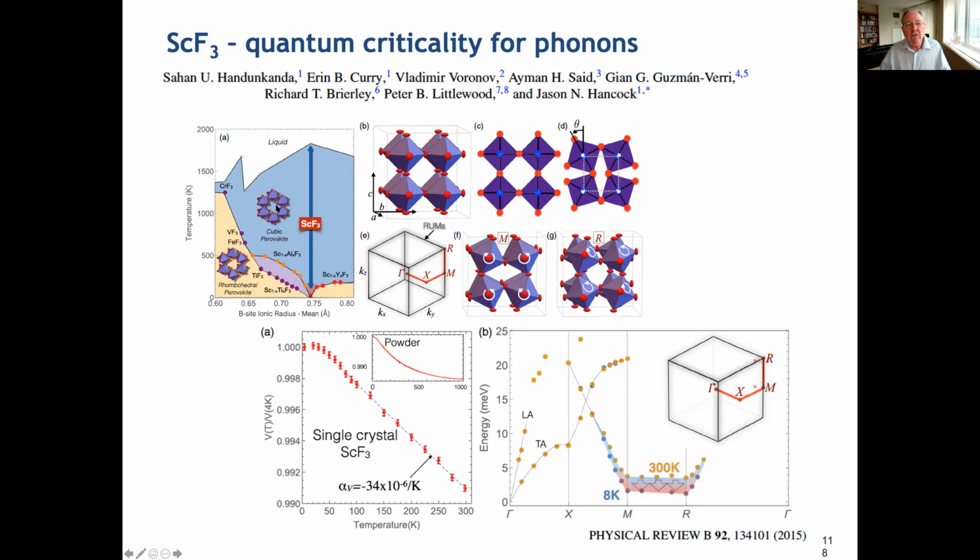And we understand that the system doesn't order here because it doesn't know whether to order at M or at R, because this dispersion curve is essentially flat. So there are so many fluctuations along this line that it can't find a place to order to until you give it some disorder. And the disorder, because of nonlinear couplings, then is going to favor one or other of these points, and actually favors the rhombohedral one.